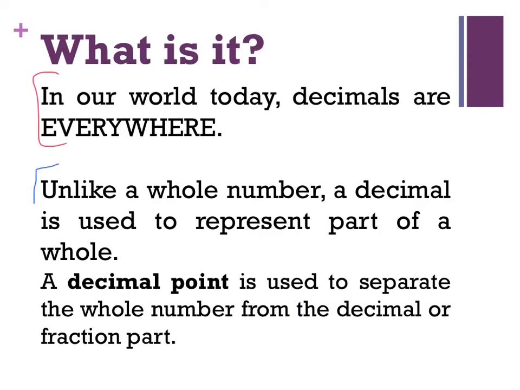This is what you do need to write down. Unlike a whole number, a decimal is used to represent part of a whole. Okay, 5 is an example of a whole number. Okay, an example of a decimal would be 5.14. I don't have just 5 wholes. I have 5 wholes and a little bit. This point I put in here, this dot here, is a decimal point, and it's used to separate the whole number from the decimal or the part of a whole.